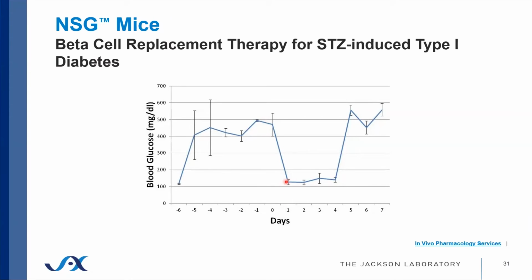So you can see the blood glucose is coming down. And also it's maintained, the blood glucose is maintained at a healthy level for a few days. Then a reversion to hyperglycemia occurs after a nephrectomy was performed to remove those transplanted beta cells. And then you see a restoration of the hyperglycemic phenotype.